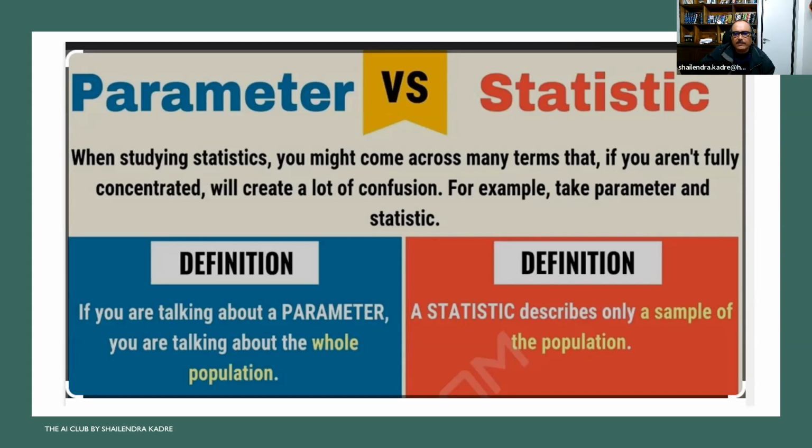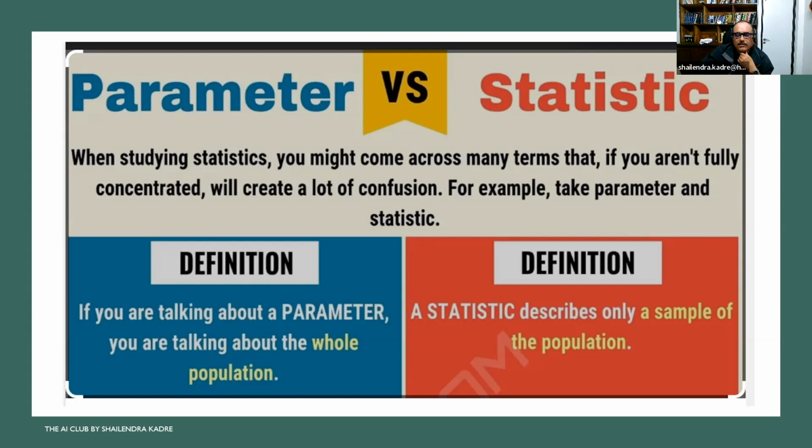Parameter and statistic. Okay, I'll give you one good example. Like in an election, the exit poll is the statistic, and the actual result of the election when counting is the... No, not that. So I'll give you a better example.